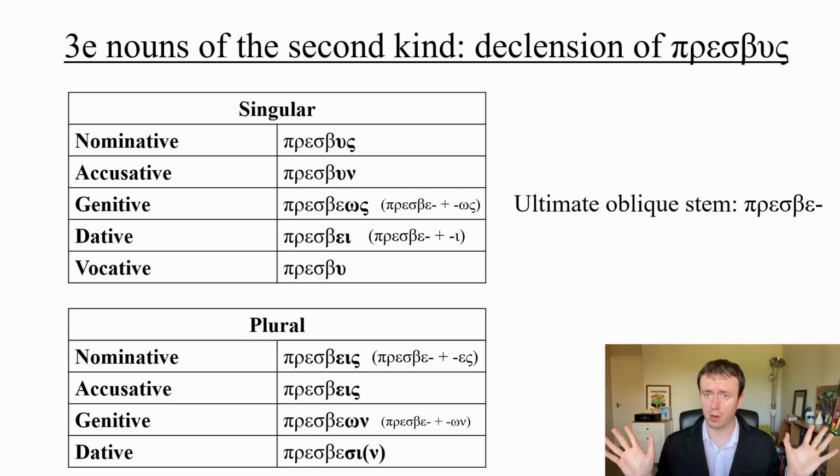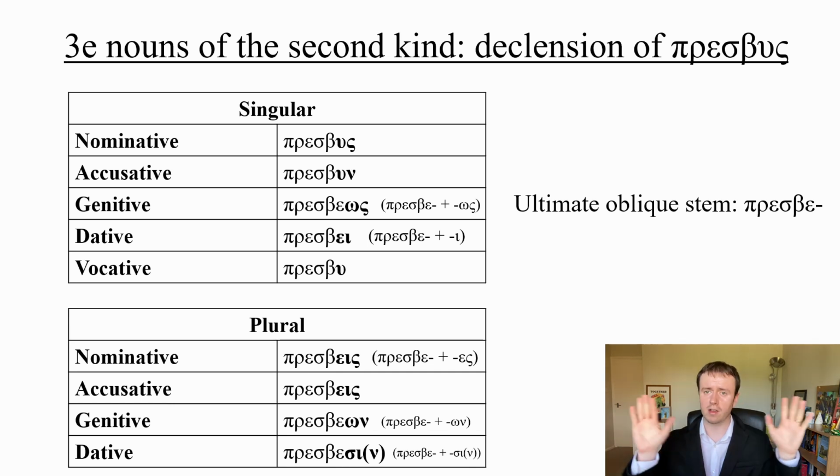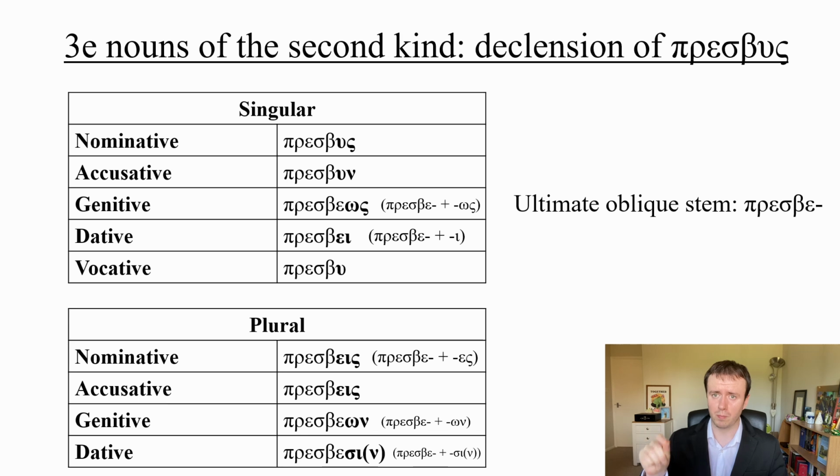Just like with polis, the epsilon doesn't contract in the genitive singular and genitive plural forms. And finally, the dative plural form is presbe plus sin, just like polis. It has an oblique stem that ends in epsilon, and the same thing happens with the endings. So please now pause the video and note down all of the information on the screen so that you can learn how three nouns of the second kind decline.